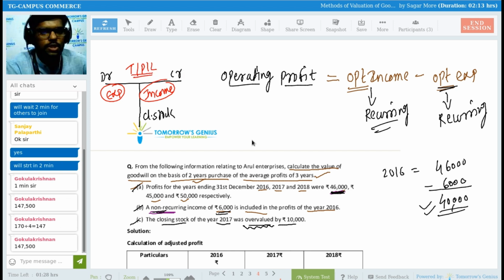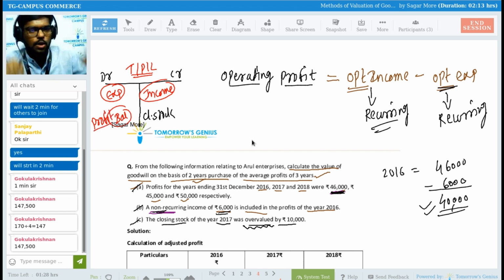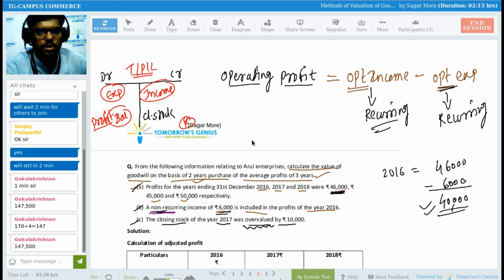Now tell me, after closing this account, if you get balance on the debit side, we term that as profit, no? Yes. Sir, after closing this trading and profit and loss account, if I get balance on the debit side, it is known as profit. And if I get balance on the other side, then it is a loss. Now tell me, sir, while calculating closing stock of 2017, you have recorded 10,000 rupees more. You have overvalued your closing stock. You have recorded closing stock more by 10,000 rupees, right?